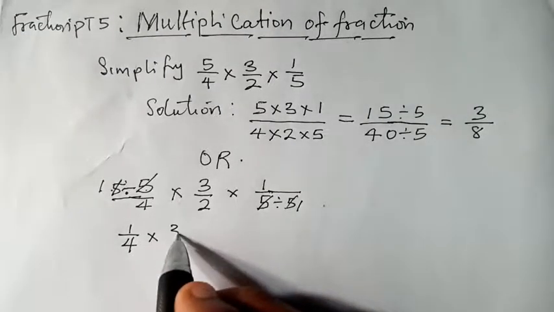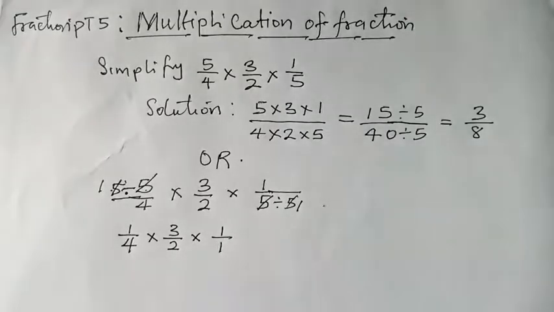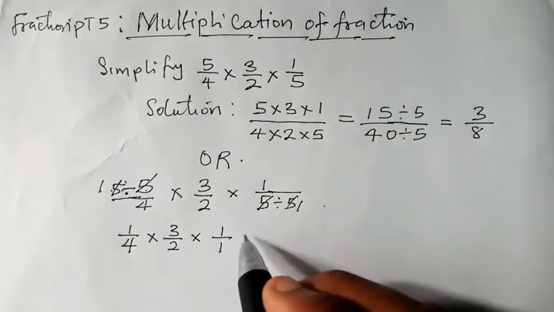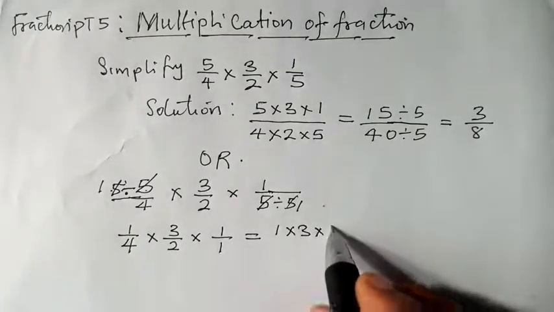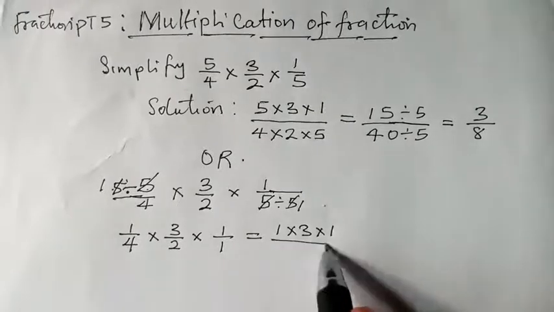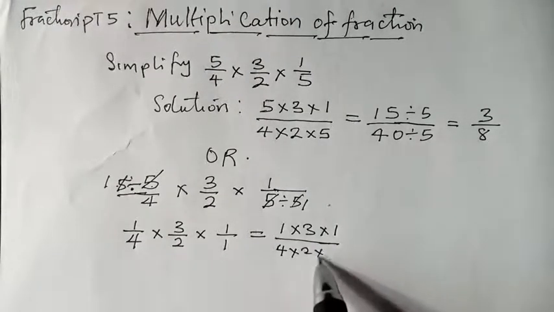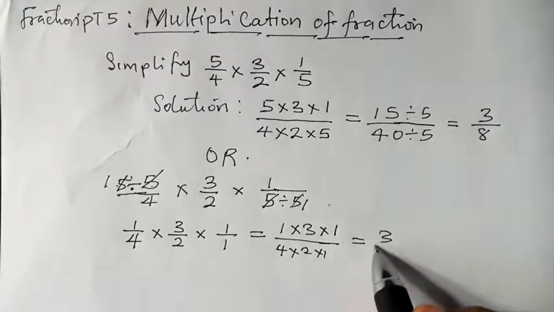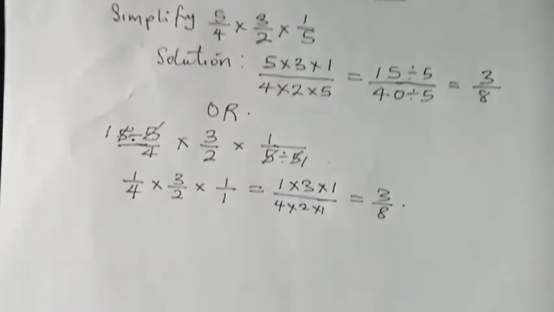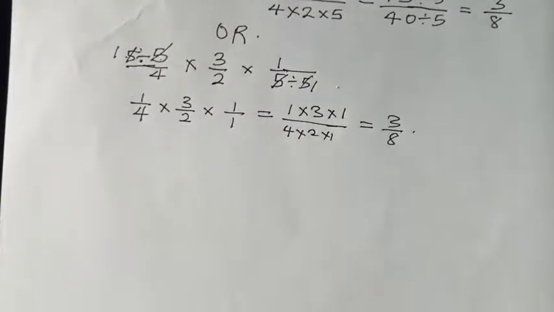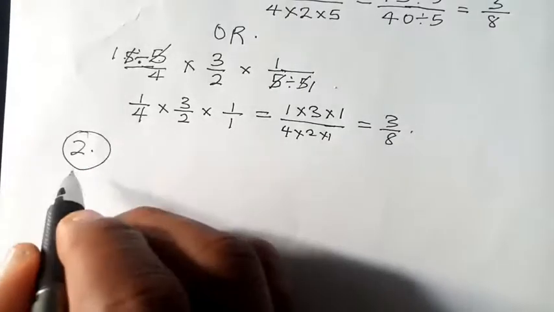So 1 over 4 is left there, times 3 over 2, because nothing can divide 3 and 4. So I left them 1 over 1. Then you can still go back and do the initial pattern, which is 1 times 3 times 1, all over 4 times 2 times 1. And that gives me 3 over 8. That is the same answer. Moving on. I hope you understand that.